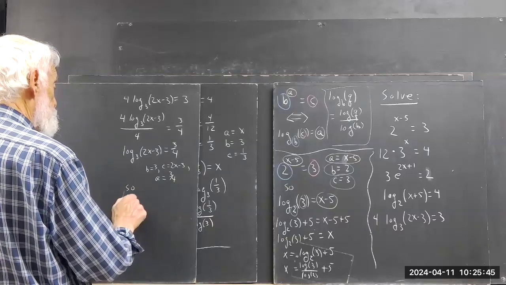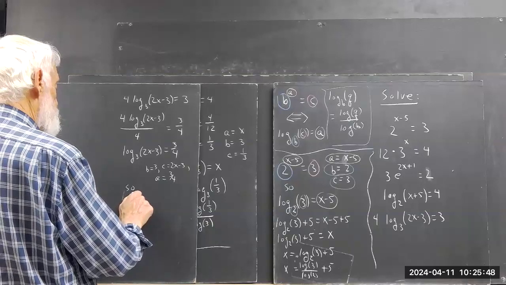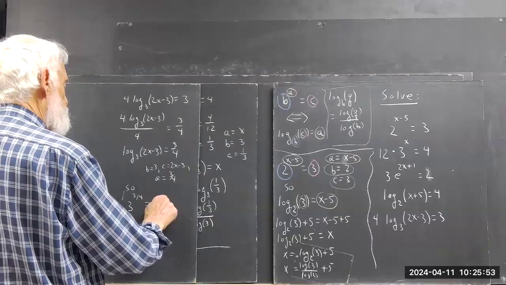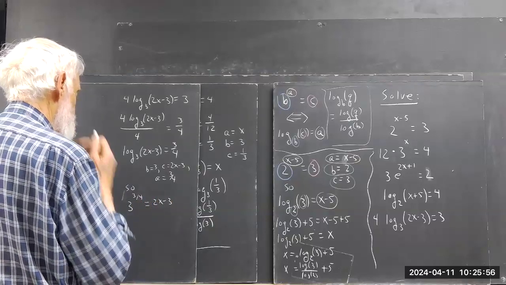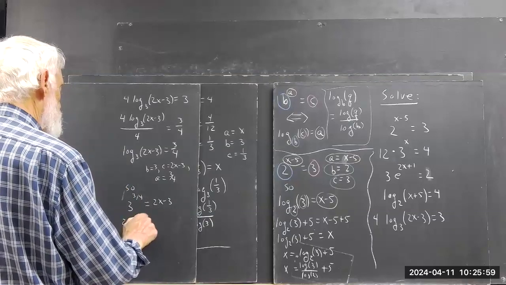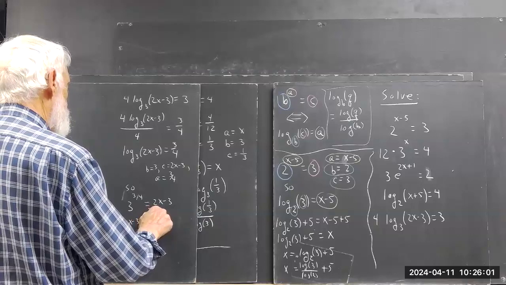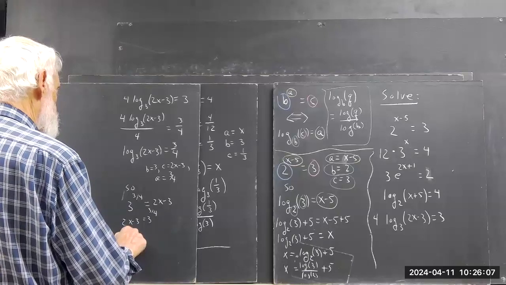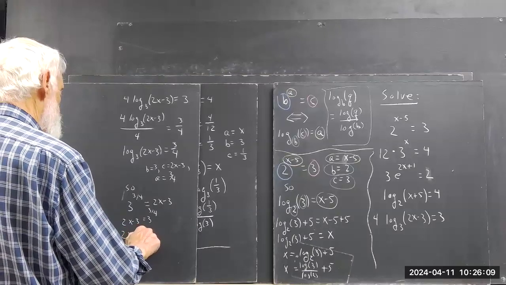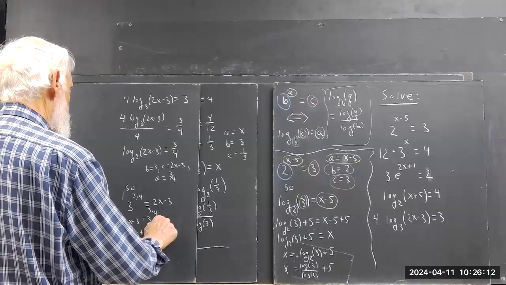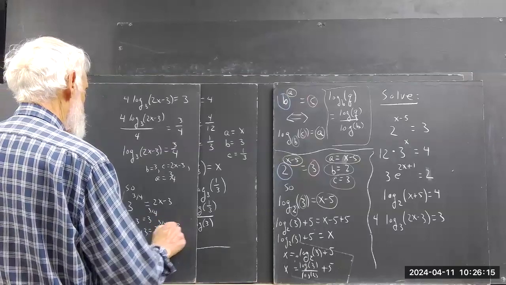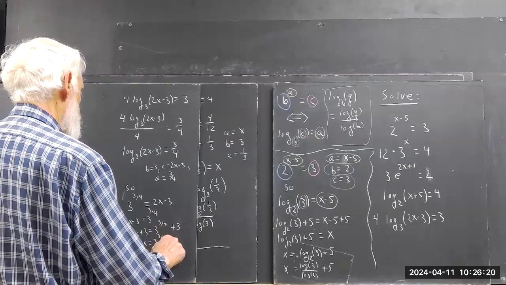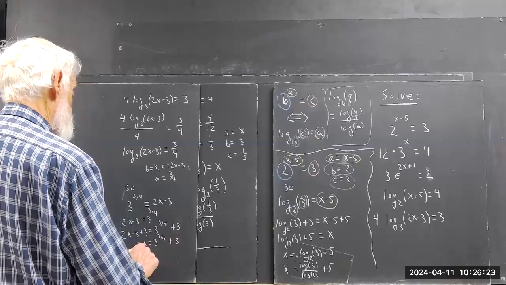b to the a, which is 3 raised to the 3/4, equals 2x minus 3. Well, that's right, 2x minus 3 equals 3 raised to the 3/4. And we add 3 to both sides. And we get 2x equals 3 to the 3/4 plus 3. Divide both sides by 2.